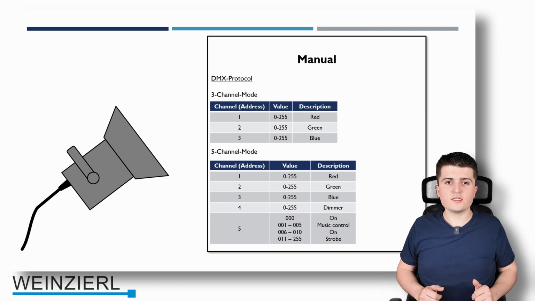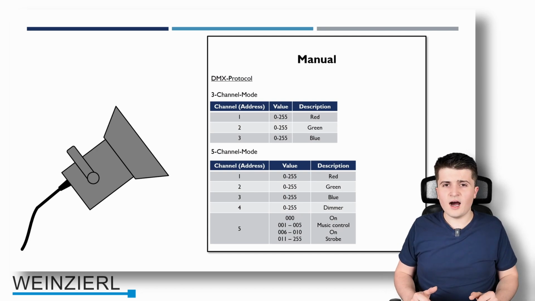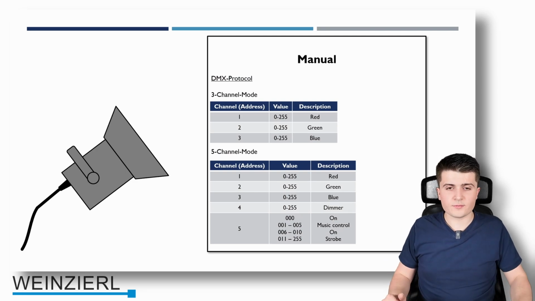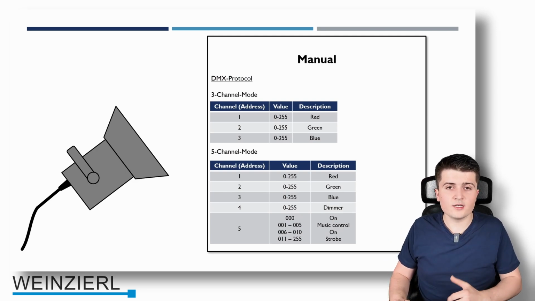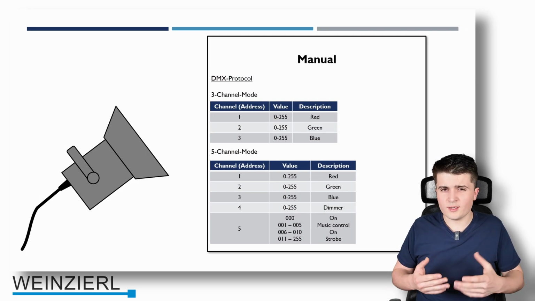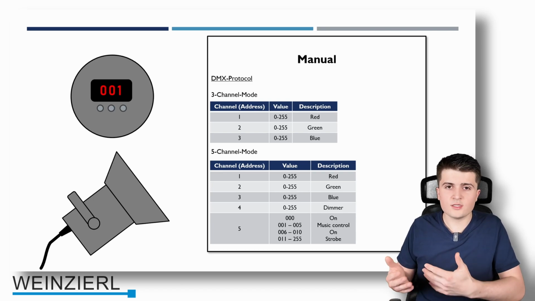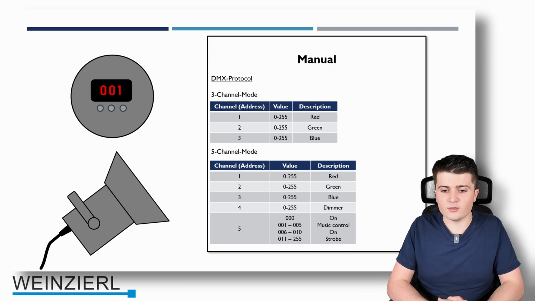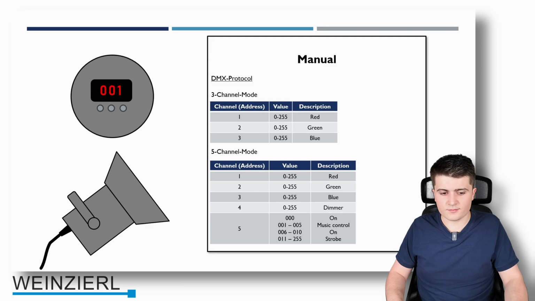Because what you need to know is that the addresses stated in the manual are more like an offset. So that means that if I set this light onto the address 1, and normally you only define the starting address, here in this case the starting address is 1, then we can use the addresses like it was stated in the manual. So the address 1 means red, 2 green, 3 blue, and in the 5 channel mode 4 is for the dimming value and 5 for the effects.